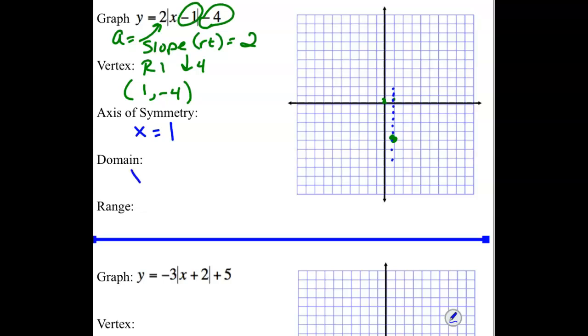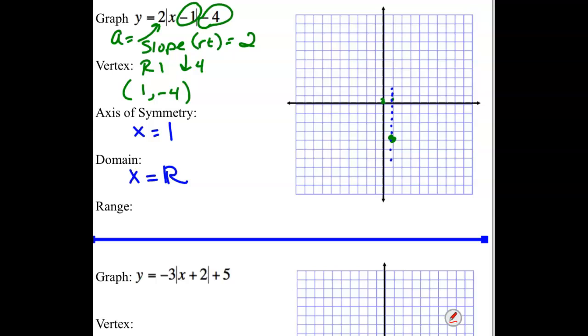My domain, we said, was always all reals. And my range, let's graph it here. We are going to do a slope of 2. So from my vertex, I'm going to go up 2, right 1, up 2, right 1 to get the right side, and up 2, back 1 to get the left side. So all of my y values are greater than or equal to that negative 4.